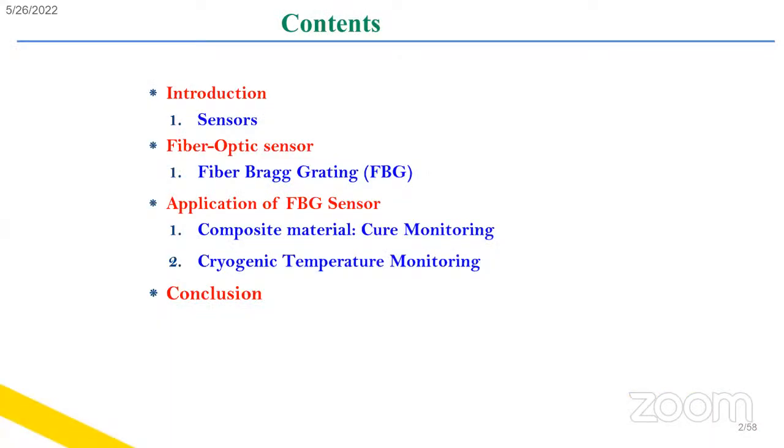The contents of this presentation are categorized into 4 sections. At first, I will give a brief introduction on sensors. In the next part, I will explain the fiber optic sensor, especially the fiber Bragg grating. In later sections, I will give some advanced applications of the fiber Bragg grating sensor, that is cure monitoring of composite material, and also temperature monitoring. And later I will conclude.